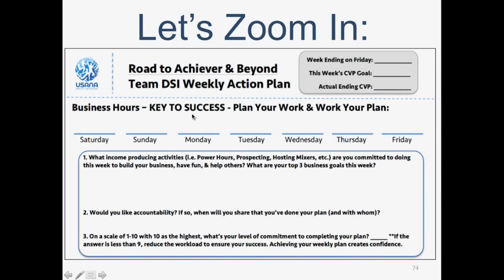Now, your business hours, this is the time that you schedule to plan to work your plan basically. And for your business hours, I write down the times that I will be sitting down making phone calls and sending out videos. So you just go through and put the hours you can work. Can you work your business an hour a day, 2 hours a day? Some people can work more. Some people have 4 or 5 hours a day.